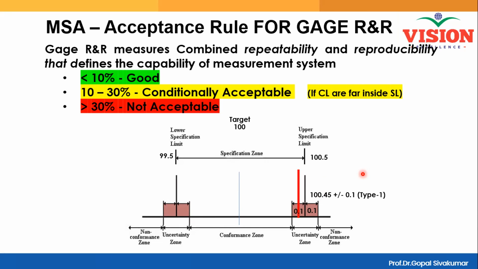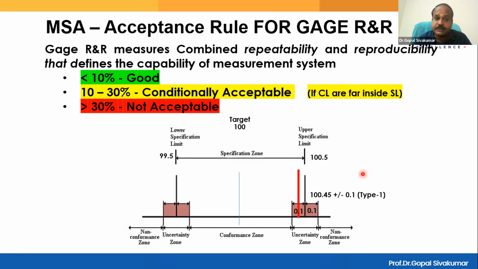This is called type 1 error. A good product is rejected. This should not happen in your factory. That is why you are putting a condition: type 1 error should be less than 10%. All of you understand why we say measurement error should be less than 10%? You can't say error is unacceptable, but 10% is tolerable.